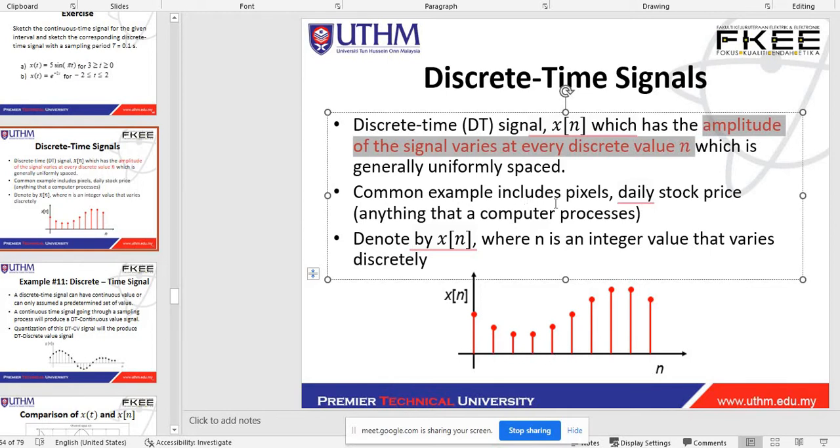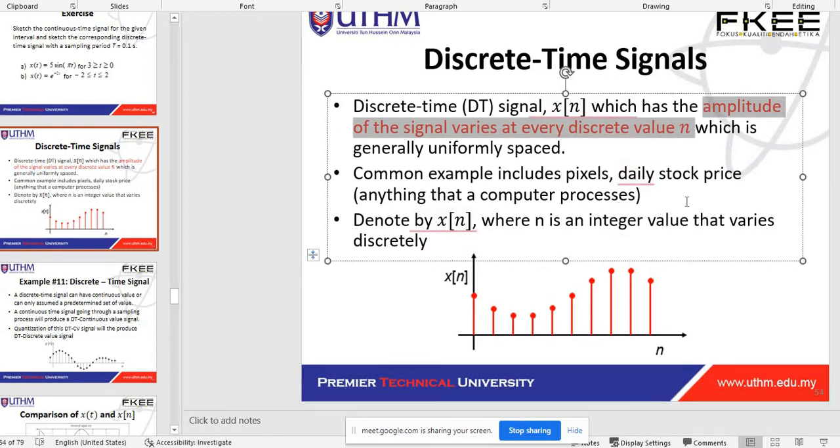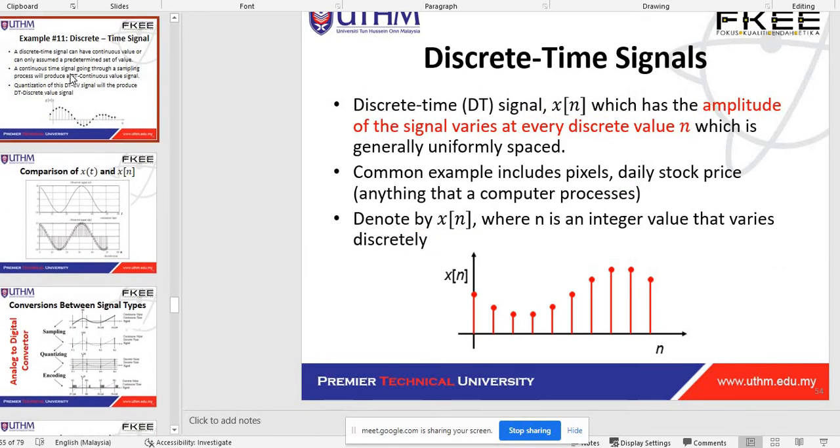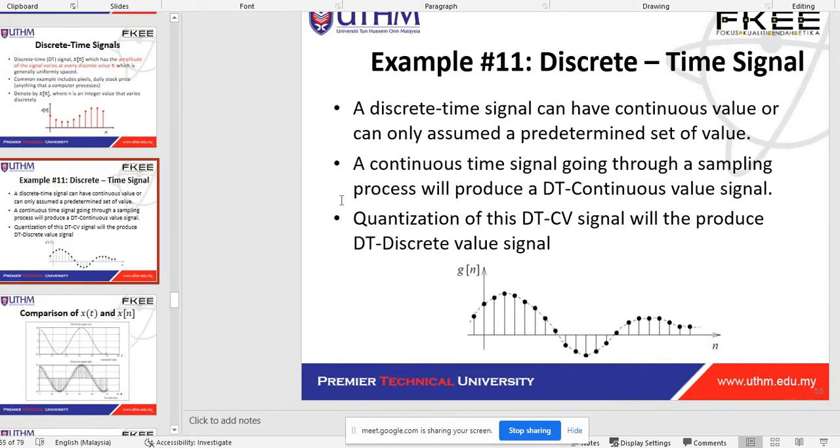Common examples include the pixel, daily stock price, or anything that a computer processes. So it is also denoted by x[n], where n is an integer value that varies discretely. So the difference between discrete time and continuous time is this one x[n], and another one is x(t), where this one is n and another one is t. Then let's look at this one. A discrete time signal can have a continuous value or can only assume a predetermined set of values.